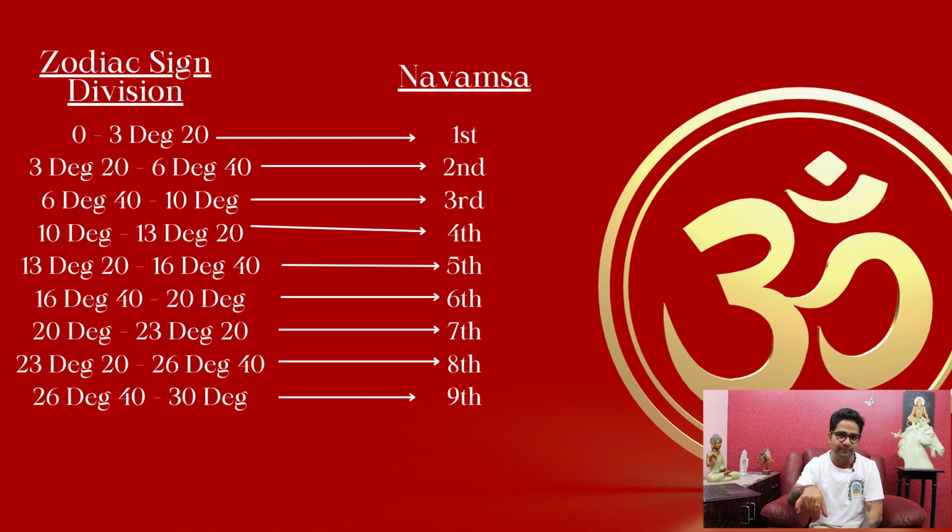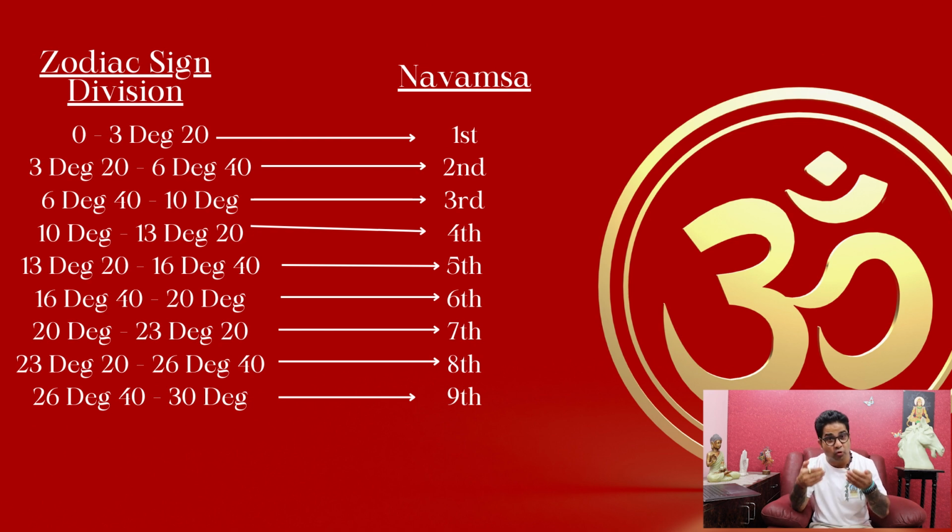So how does it help you? Guys, understand this thing, it's a very simple way. If you come across a chart where you can see that Saturn is placed at 25 degree, the minute this number comes to you, now you know that it falls in the 8th Navamsa Pada. From 23 degree 20 minutes till 26 degree 40 minutes, it's the 8th Navamsa Pada.